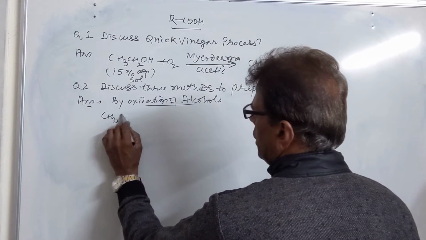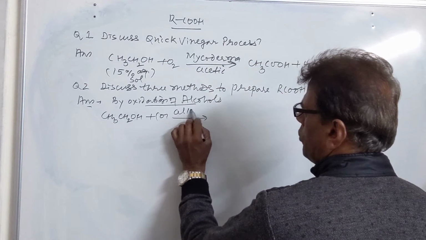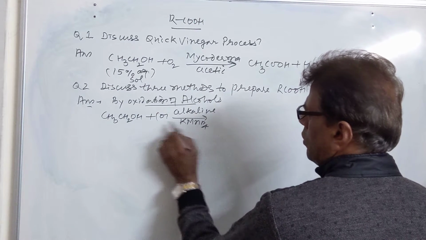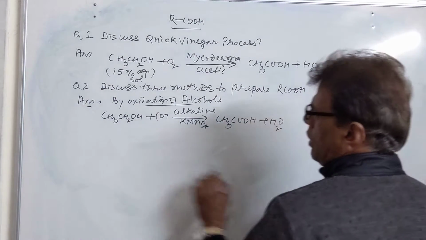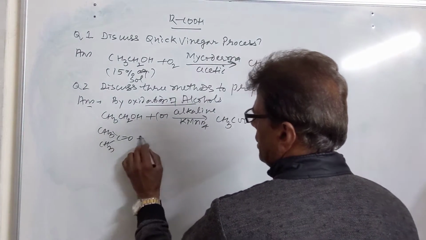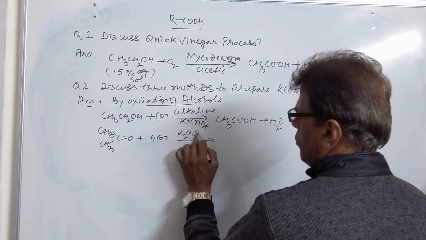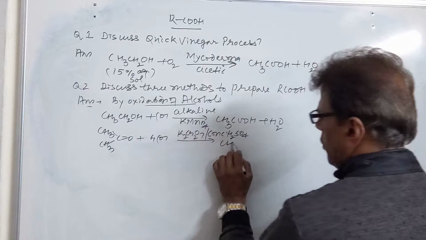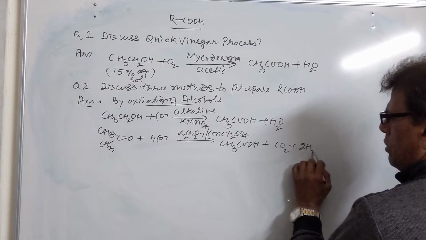For example, we have CH3CH2OH. It can be oxidized by alkaline KMnO4. It will produce CH3COOH plus water. Similarly, ketones require strong oxidizing agent for their oxidation. KMnO4 will not work here, but acidified dichromate solution will work here. It will also give 2-carbon carboxylic acid along with CO2 and water.